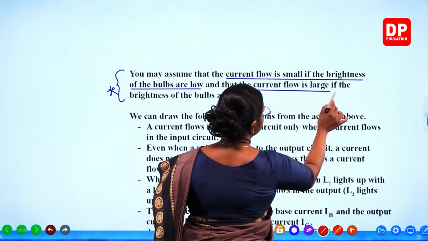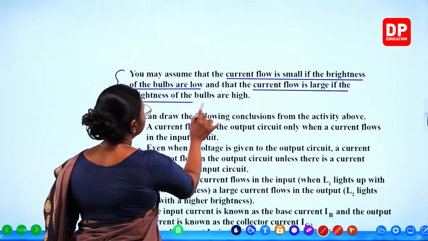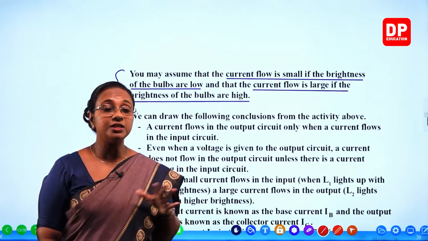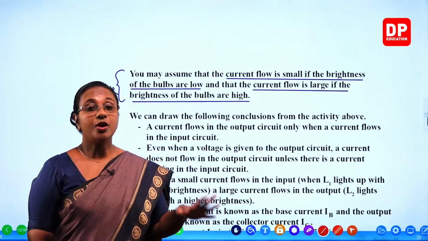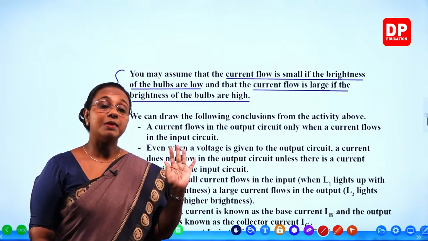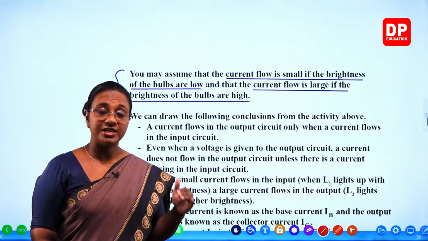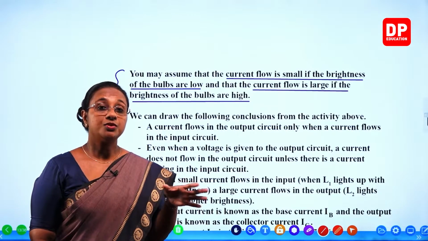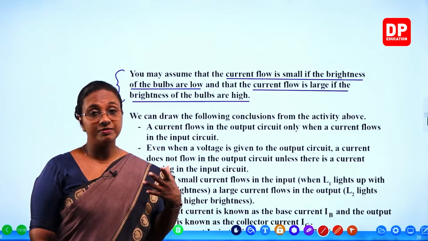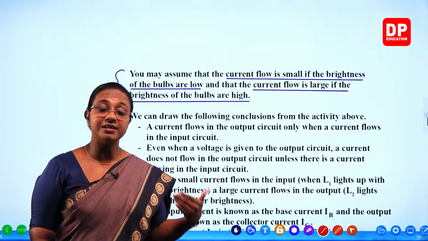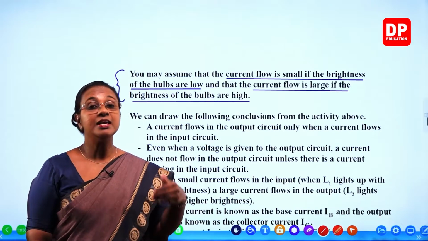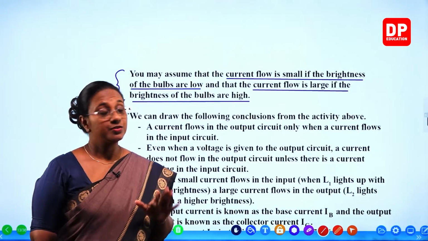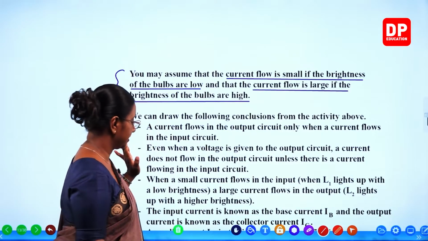And the current flow is large if the brightness of the bulbs is high. So that is how we were able to conclude from the activity. You all were able to see that the brightness of bulb L1 was less, brightness of bulb L2 was high. So from there we were able to understand that the current given as the input is amplified in the output circuit.